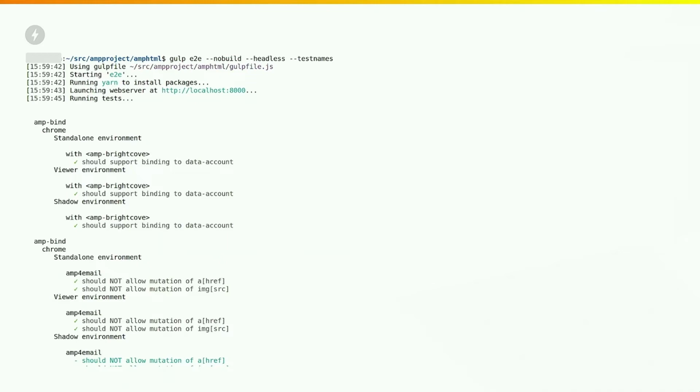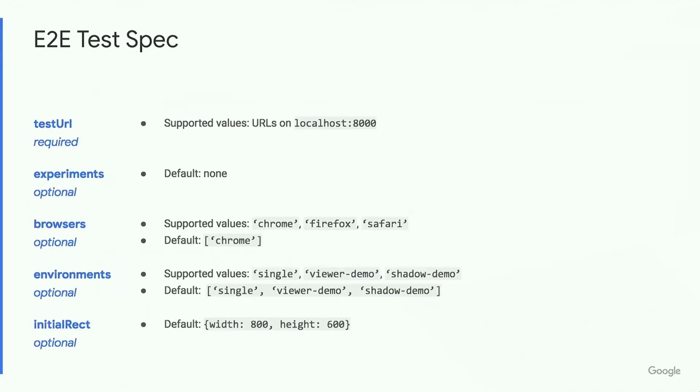It runs on minified code, so if you've already done gulp dist, that minifies your build for you. No build makes sure it doesn't redo it, saves you a little bit of time. And then you can see that it will repeat tests on different browsers in different environments. So standalone is your standard AMP doc environment, the viewer environment, and then also shadow. These are all on by default, but I think I have a slide with the specs. Yeah. So I just pulled this from a deep dive slide that we did earlier this year.